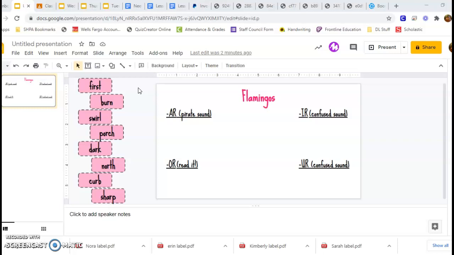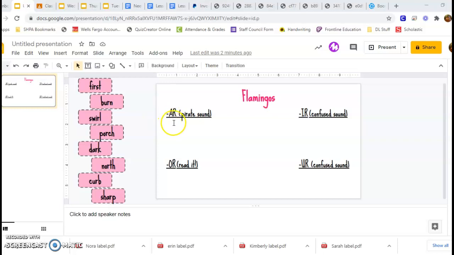So, this week we are working on some patterns that I like to call Bossy R. So the Bossy R means that the R makes the vowels in front of it make a different sound, for most of them, than you're used to. They don't follow the same rules as other patterns that we've learned. So we have 4 different Bossy R patterns.